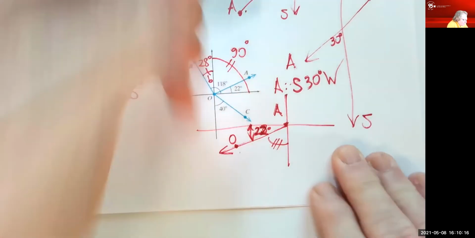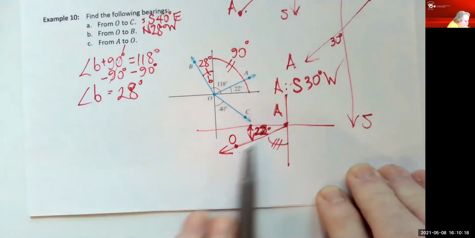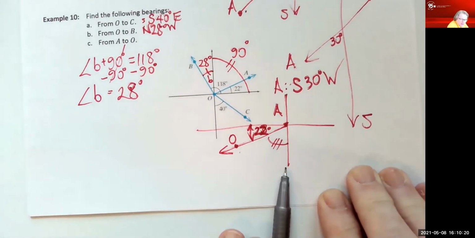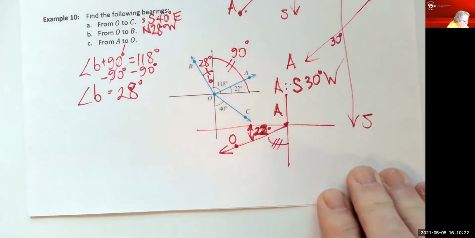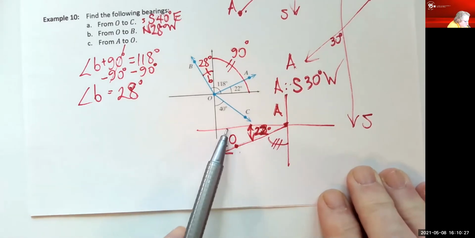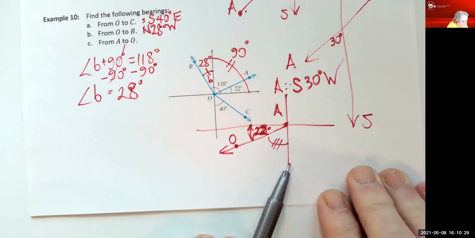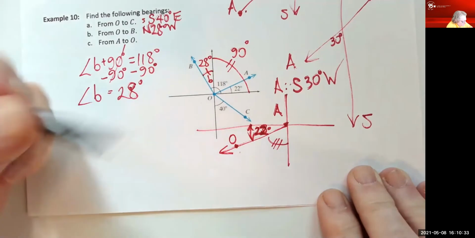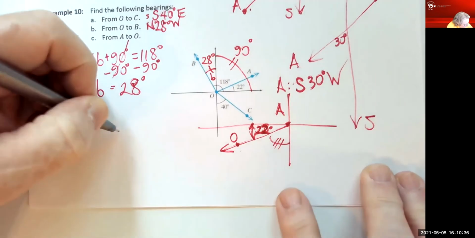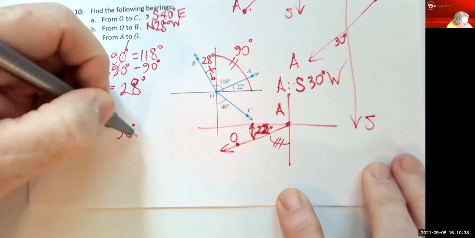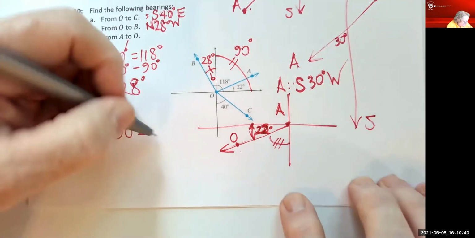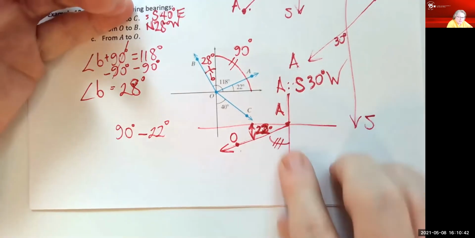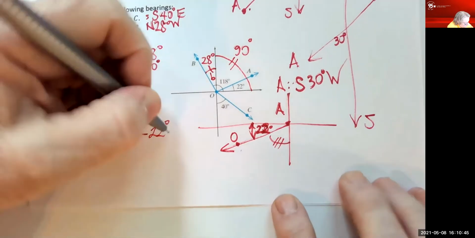I need the angle that OA makes with respect to the north-south line. How can I find that? In other words, what is the entire angle from the negative x-axis to the negative y-axis? Excellent. We know that the whole angle is 90 degrees. And if we subtract 22, we'll get the part that we want.